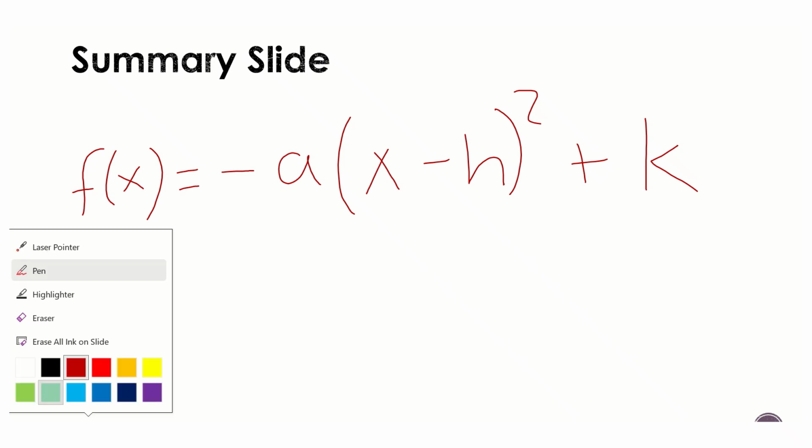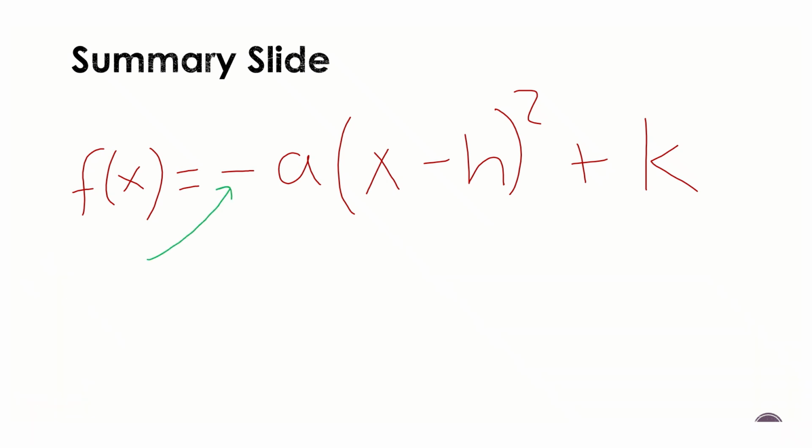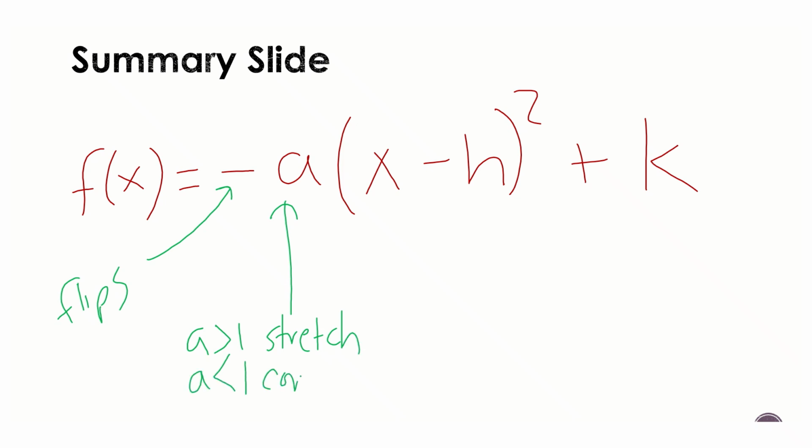And here we go. So if there is a negative, it's going to flip it over. If you do not have a negative, it's not going to flip. For your a value, if a is greater than 1, it's going to stretch your parabola out. If a is less than 1, it is going to compress your parabola.